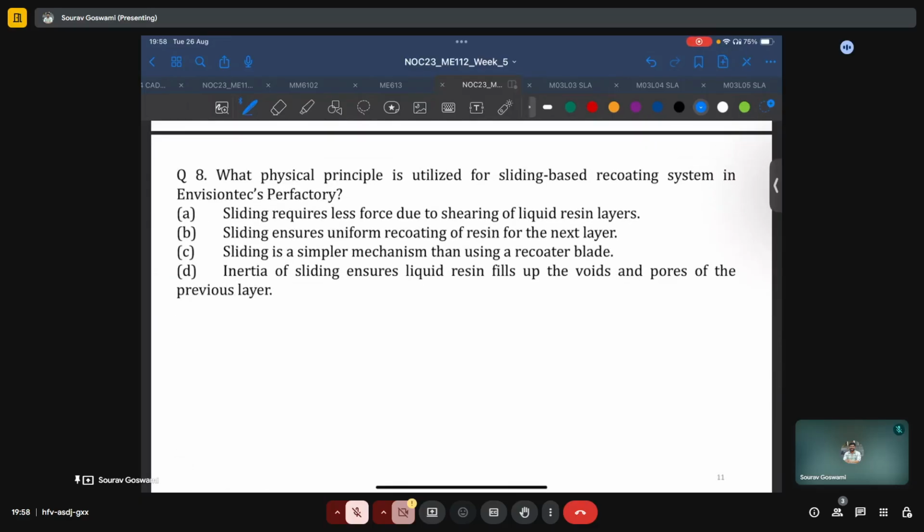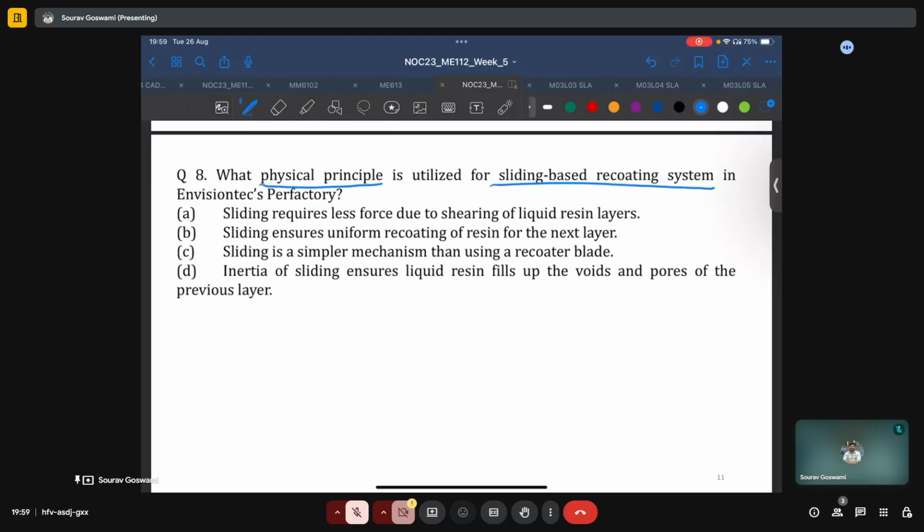What physical principle is utilized for sliding based recoating system in Envisiontec Perfactory? Is it that sliding requires less force due to shearing of liquid resin layers? Is it that sliding ensures uniform recoating of resin for the next layer? Sliding is a simpler mechanism than using a recoater blade? Or that the inertia of sliding ensures liquid resin fills up the voids and pores of the previous layer? We are asked about the physical principle for sliding based recoating systems.